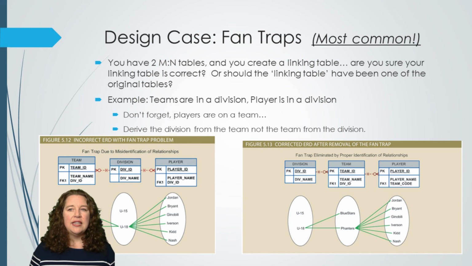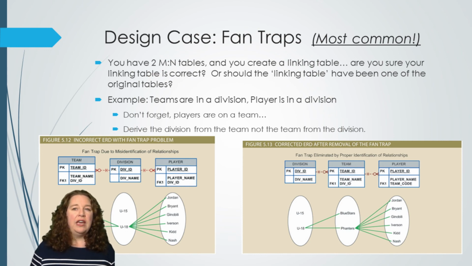The way to fix that in this situation is to flip. So we flipped our team and our division. So we said our division was U18, and then from our division, we went to our two teams. And then we had our players going to that team. You can get to the division by going through the team. So you can get all of the pieces of information that you need for each of your players.